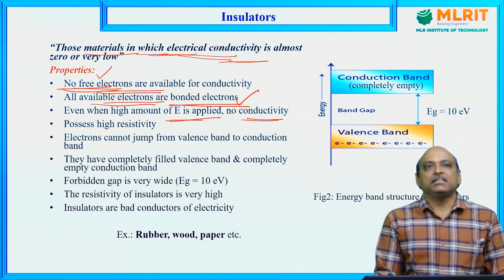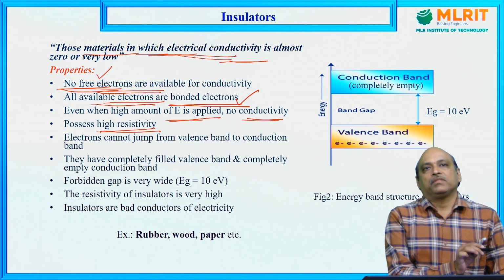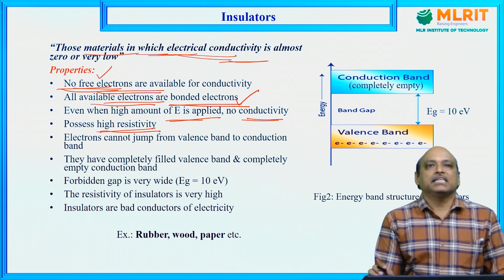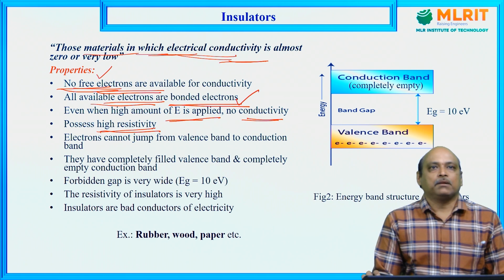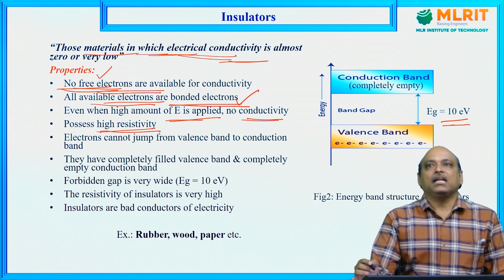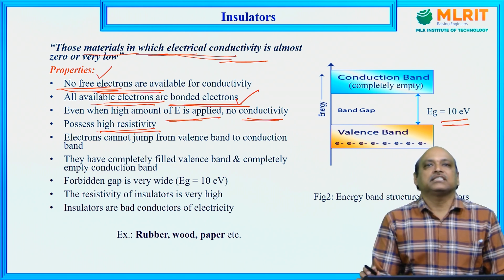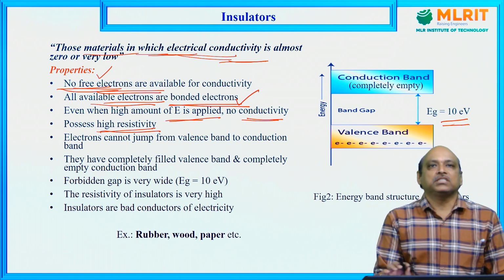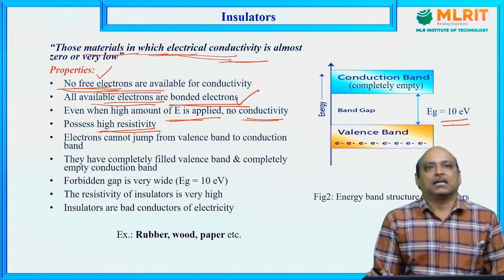If electrical conductivity is 0, what can be expected? High resistivity. Conductivity is almost 0, which means these materials have high resistance. And electrons cannot jump from the valency band to the conduction band unless you apply energy greater than 10 electron volt. Only then can a few electrons be expected to jump from the valency band to the conduction band. But it is almost impossible for these bonded electrons to become conduction electrons. So that is a very important property of insulators.